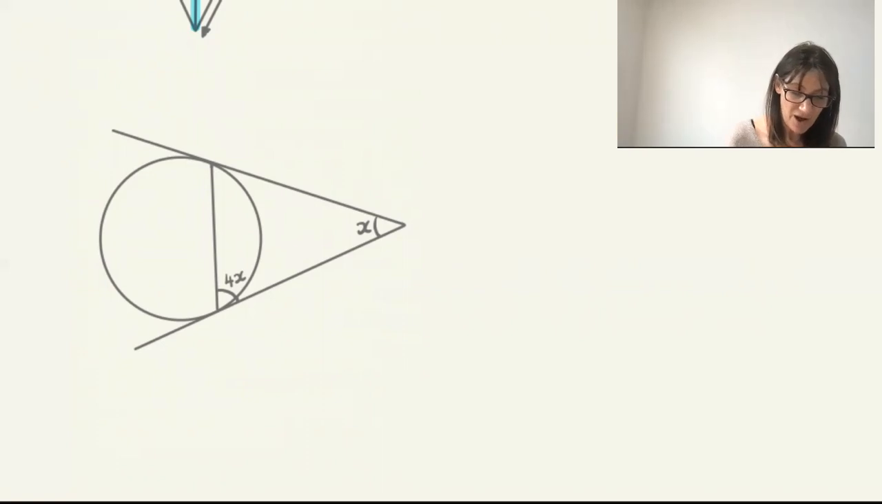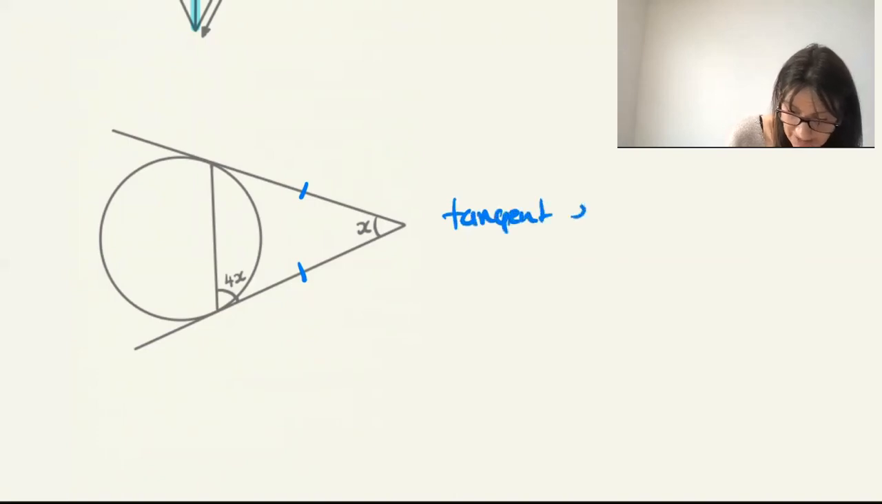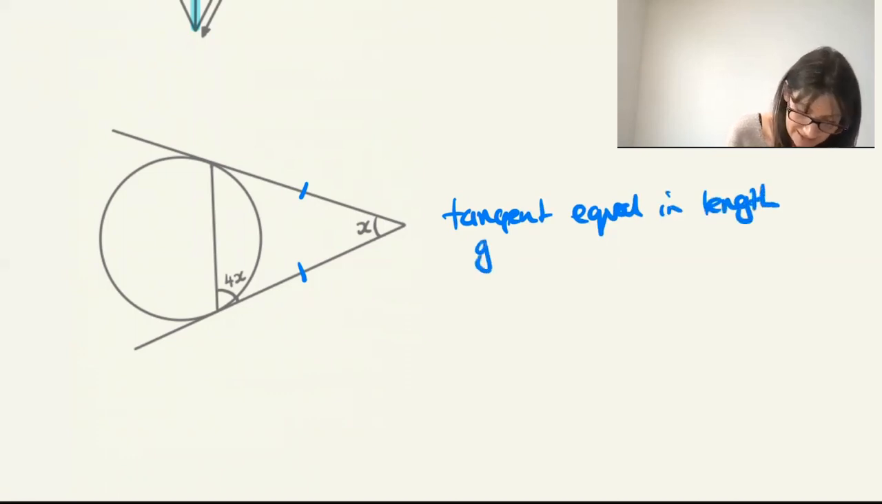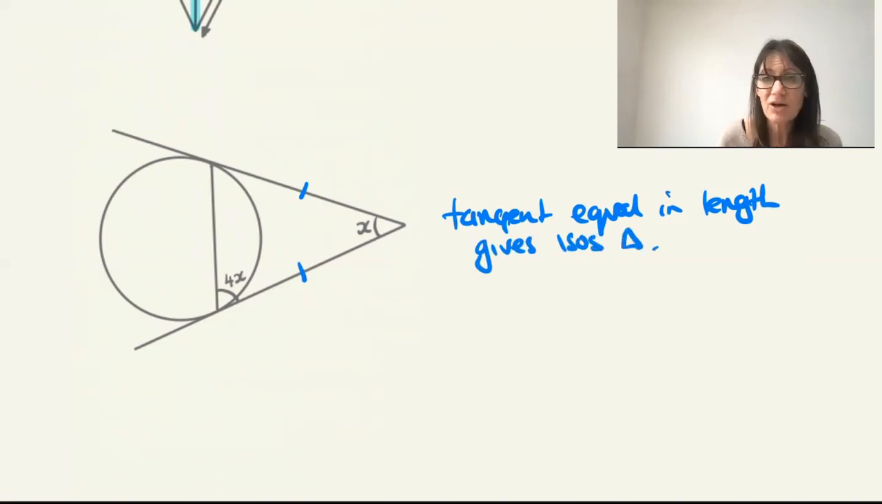Okay, so I know that 2 tangents meeting at a radius are equal in length. So I know I'm looking at an isosceles. So tangents equal in length gives isosceles triangle. Something along those lines.